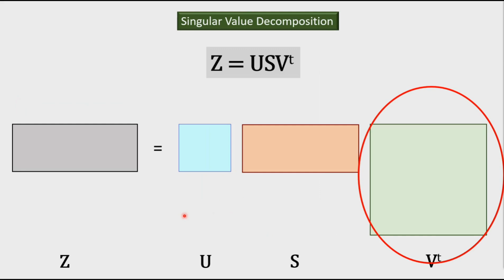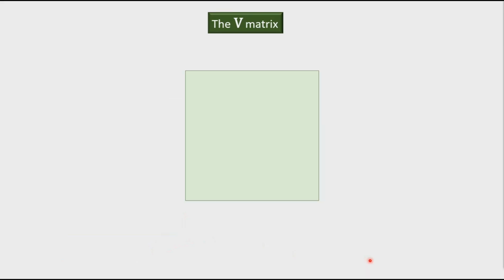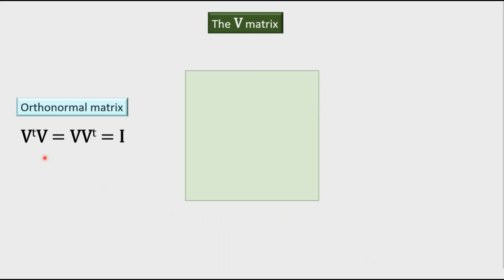Now let's look at V^T. V^T, a square matrix, is the inverse, or the transpose, of the matrix V. But because V, like U, is an orthogonal matrix, its transpose is its inverse. Hence, V^T V equals V V^T equals I.